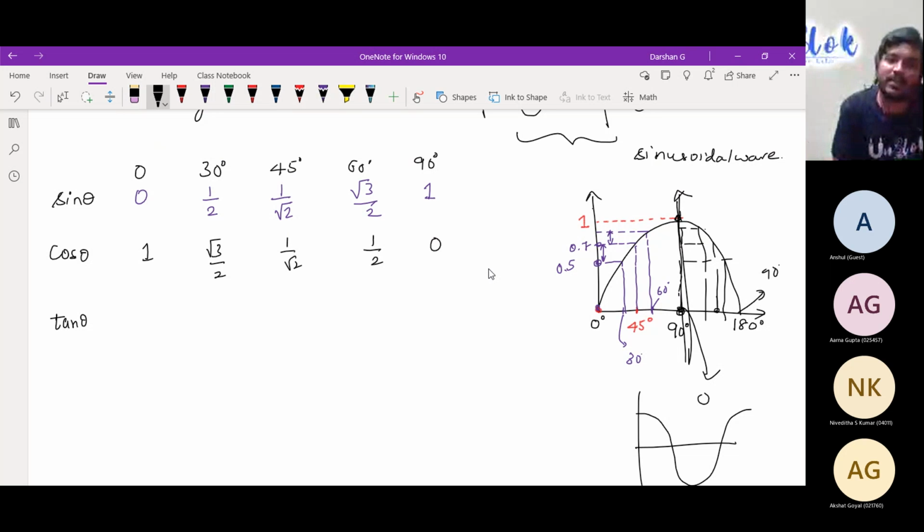Now tan, I am also writing tan. Tan is nothing but sine by cos. So I have to write, divide 0 by 1. 0 by 1, does anybody have an answer for this? 0 by 1?